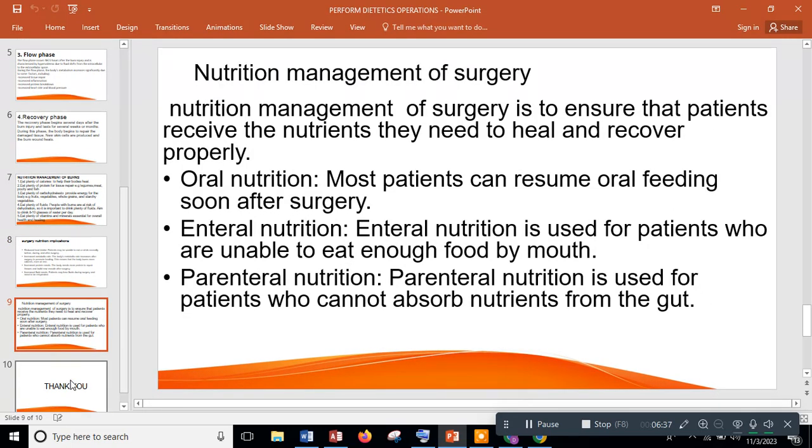Then we have the nutrition management of surgery. The nutrition management of surgery is to ensure that the patient receives the nutrients they need to heal and recover properly. The first one is oral nutrition. Most patients can receive oral feeding soon after the surgery. We also have enteral nutrition. Enteral nutrition is used for patients who are unable to eat food by mouth. Then we have the parenteral nutrition. This is used for patients who cannot absorb nutrients from the gut.